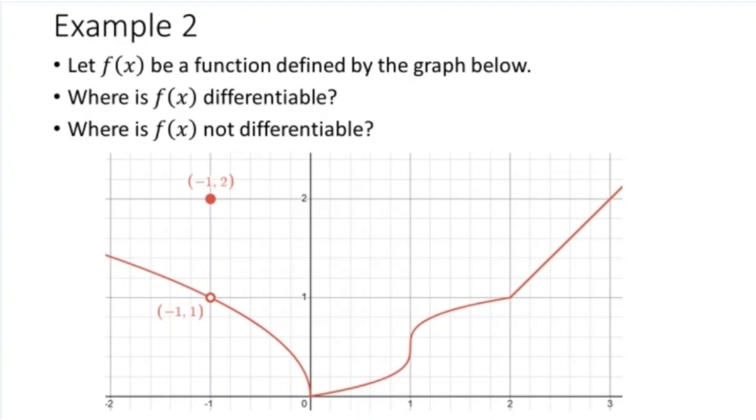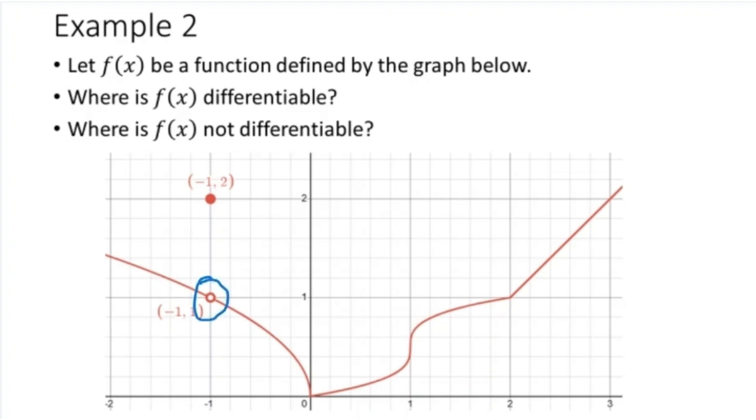Next, we're going to let f of x be a function defined by the graph below. We're going to determine where f of x is differentiable and where f of x is not differentiable. Just like with continuity, it is easier to determine where a function is not differentiable because usually that occurs at a few finite points, and then use that information to determine where f of x is differentiable. Scanning the graph from left to right, we want to look for any discontinuities or vertical tangents or sharp corners.